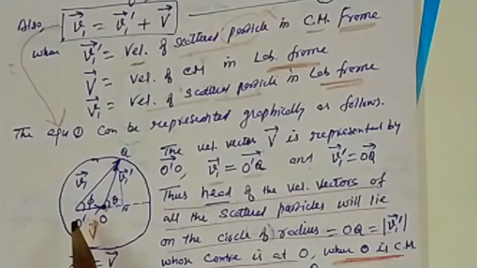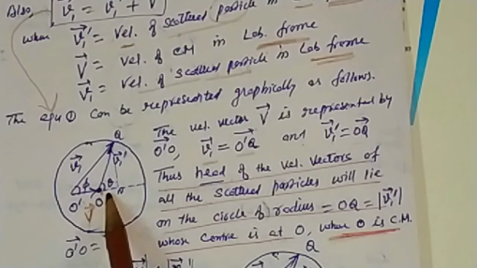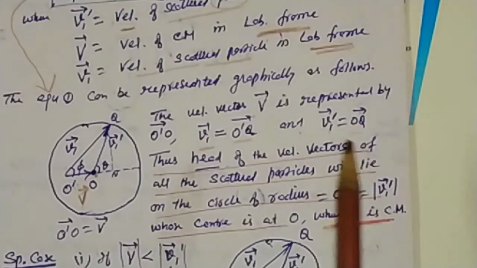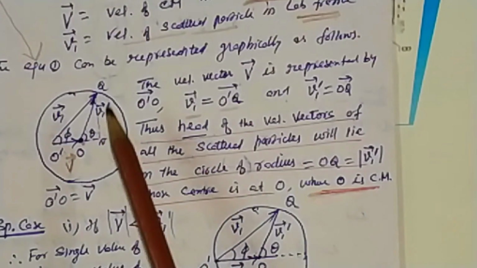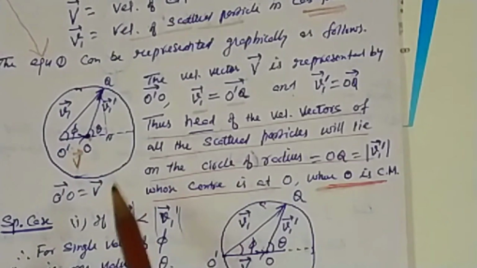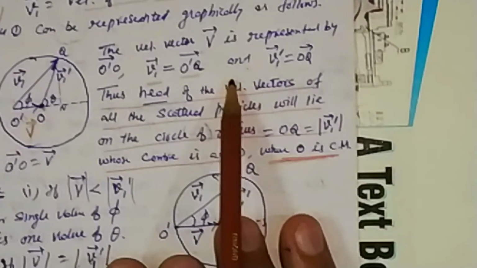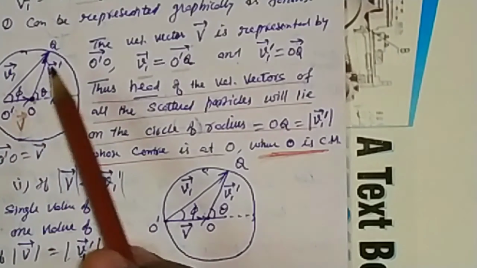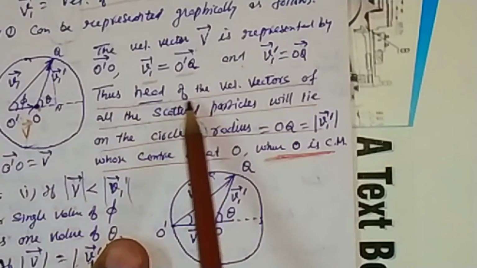So again focus on this figure. From this figure it is clear there are two angles. This angle is in lab system, angle of scattering. This angle is in center of mass system. So this is the graphical relationship between phi and theta. So this is all about that. Now we discuss only the special cases. So description of this figure is written here.